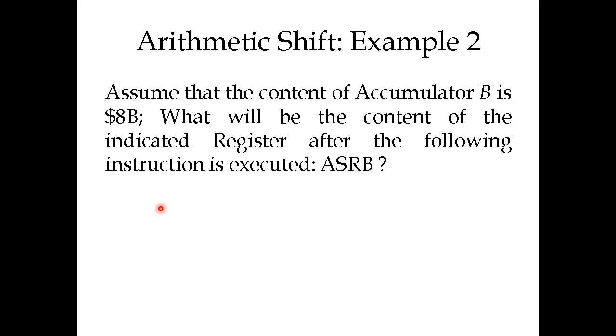Now, here is an example for arithmetic shift. Let's say we are given the content of accumulator B, which is 8B. This is given, okay? Now, what will be the content of accumulator B after you are done with this arithmetic shift instruction? This is again an inherent instruction, right? There is no operand, and you can probably see why it is inherent: you are doing an arithmetic shift right for accumulator B. All the information you need, you have. You don't need any operand, because you will be applying this operation on B.